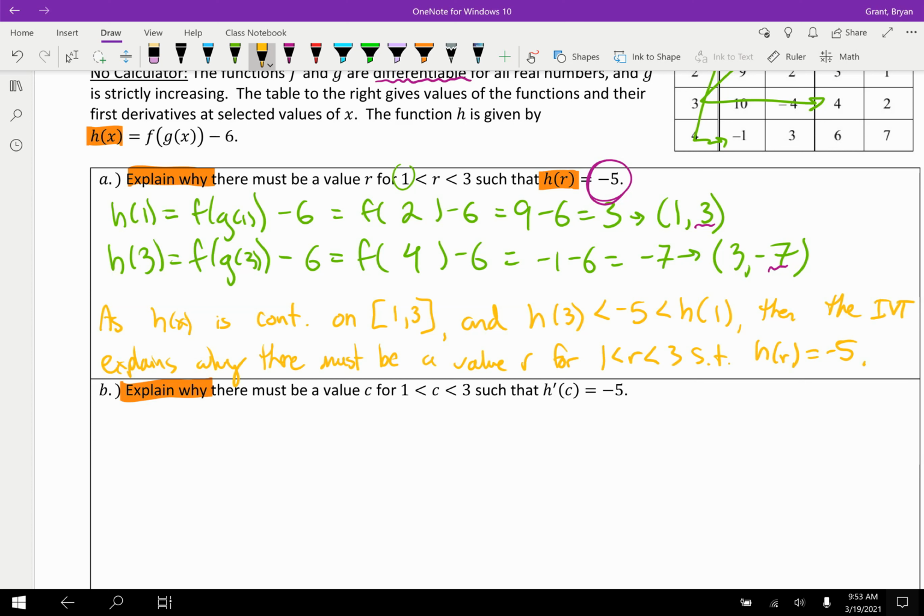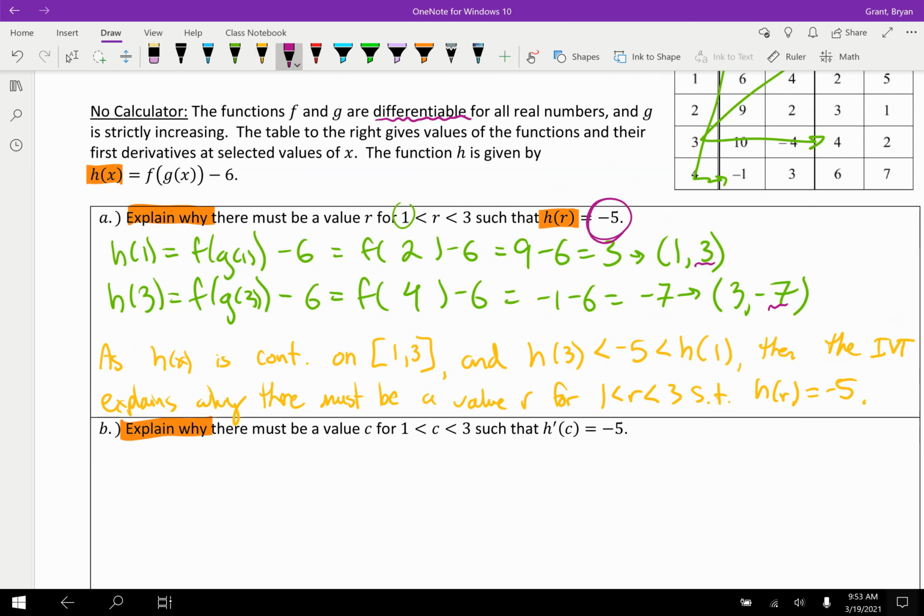Now this last year, just this last year, so this would have been in 2020, they did not accept this for full points. And the reason they didn't accept this for full points is because they mentioned that f and g are differentiable, but nowhere in here does it explain continuity. So this last year they were very, very picky about you making the connection between differentiability and continuity.